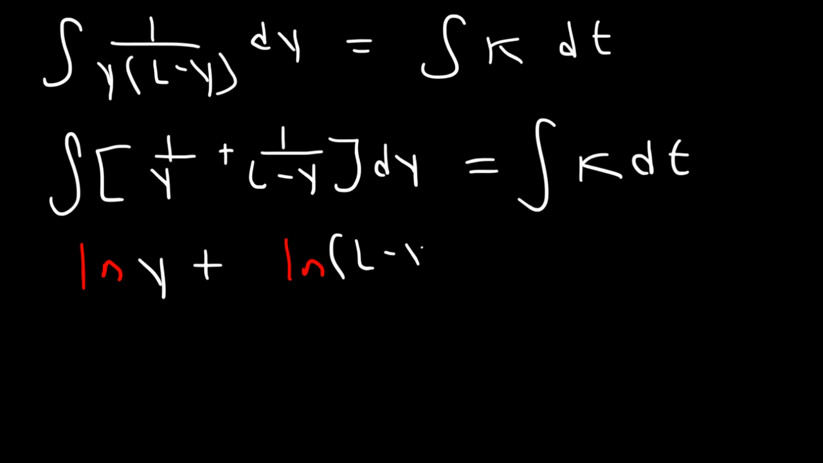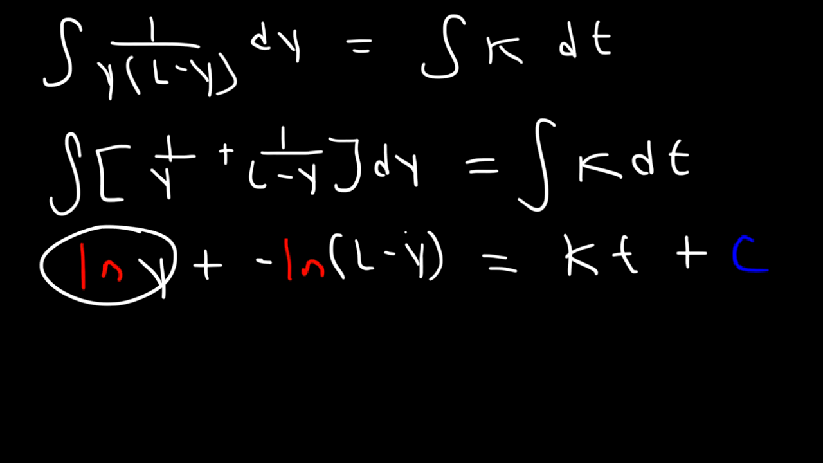But the derivative of L minus y is negative 1. So we're going to have to add a negative sign. Because if you differentiate ln L minus y, it's negative 1 over L minus y. And you got to multiply by this negative 1 to make it positive. So that's why we have to add the negative sign. The antiderivative of k dt is k times t, and then plus the constant of integration, plus c.